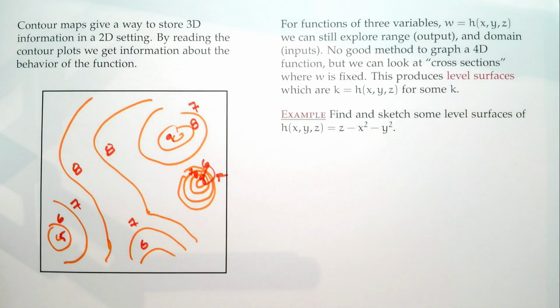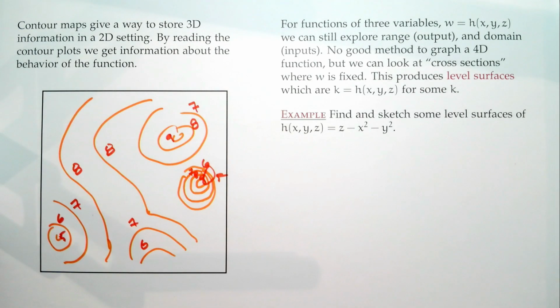All right. Well, we've talked about functions of 2 variables, but we can also talk about functions of 3 variables. For functions of 3 variables, we can still talk about range and domain. There's no good method to draw, and the reason is we have 3 inputs and a 4th output. So somehow we have to draw 4 directions on a piece of paper. It's already tough enough to draw 3 directions. 4 is just right out. We're not even going to try it.